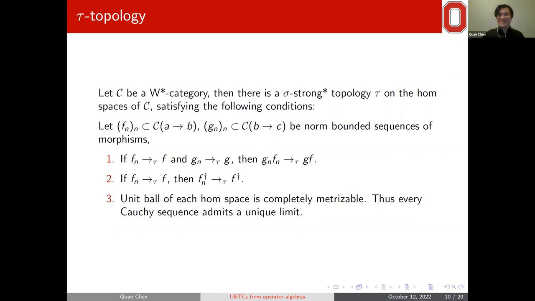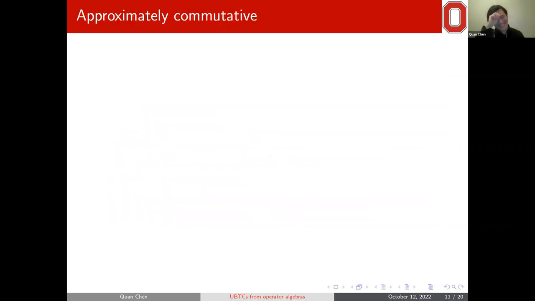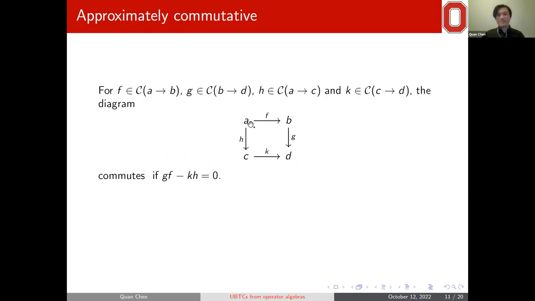Am I done? No, I'm sorry, one more thing: approximately commuting. This is a commuting diagram in category C. If we have a morphism F from A to B, G a morphism from B to D, H a morphism from A to C, and K a morphism from C to D, then this diagram commutes means G composed with F equals K composed with H. Since we are a C-linear category, we can put this in the minus, so GF minus KH equals 0.